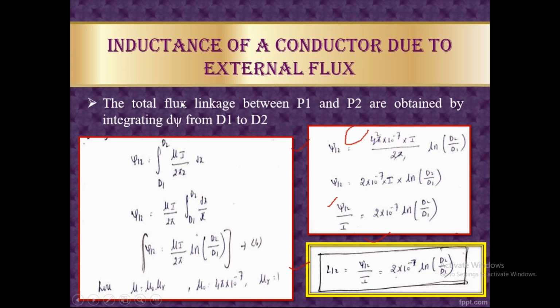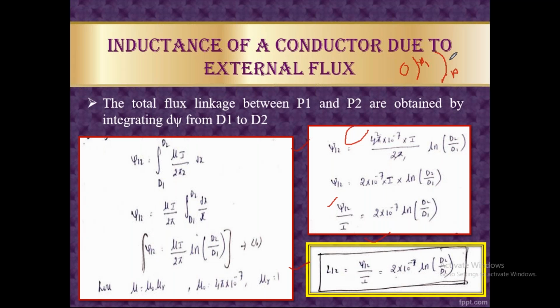Now the total flux linkage between P1 and P2. Here I am considering two points. This is the conductor and this is the outer surface, away from the surface. So I'm considering two points: one is the surface, that is P1, and the other is P2.